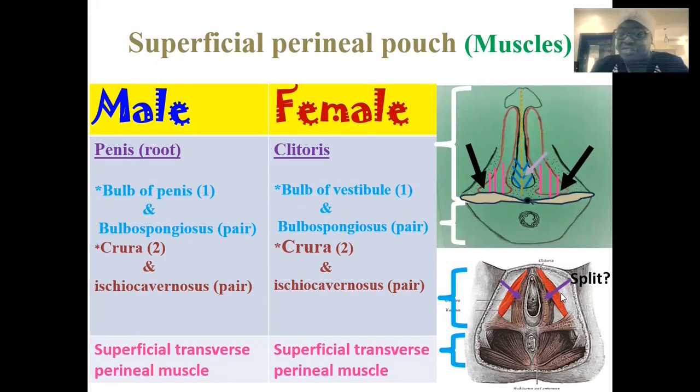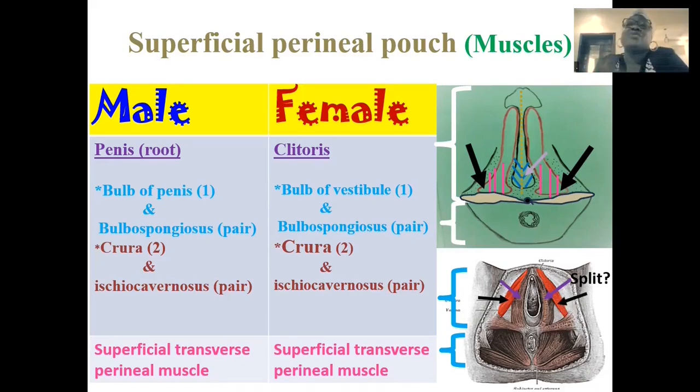So you have this structure here, highlighted in purple. But this region, the bulb of the vestibule, is covered by the bulbospongiosus. So you have these two structures around the space. While laterally, you have the crura, and this is what is arrowed here in black. We say we have two. We have one on this side and you have another one on the other side.